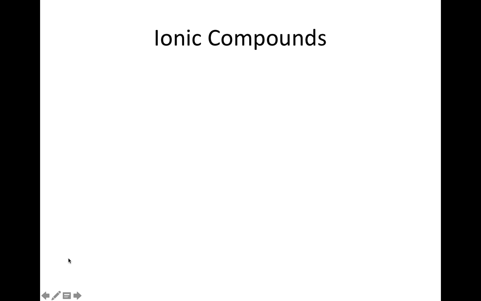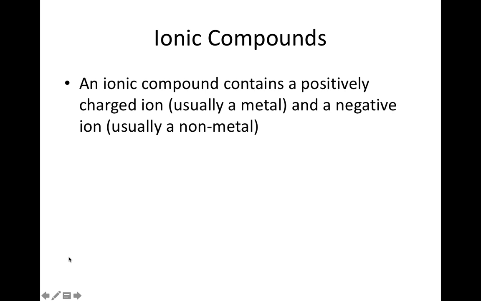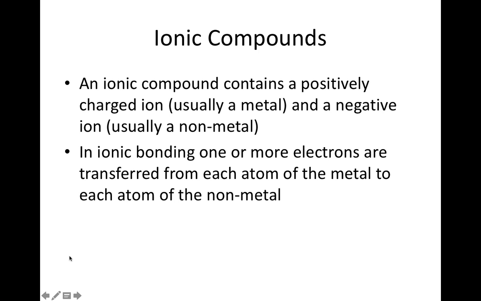So ionic compounds. An ionic compound contains a positively charged ion, usually a metal, and a negative ion, usually a nonmetal. In ionic bonding, one or more electrons are transferred from each atom of the metal to each atom of the nonmetal.